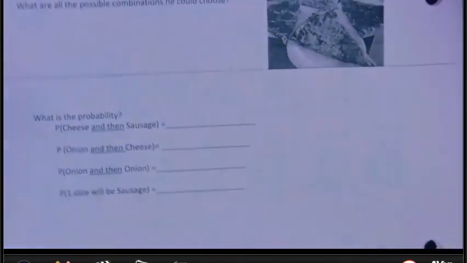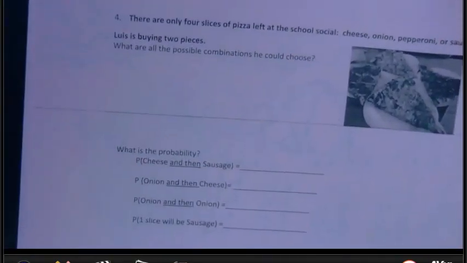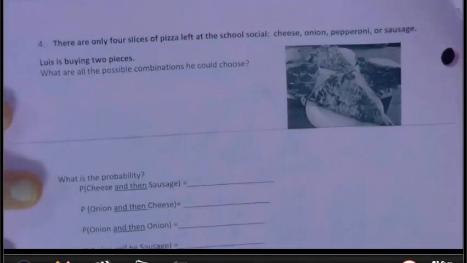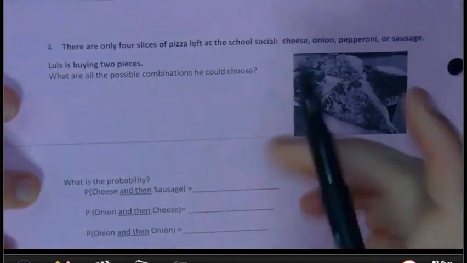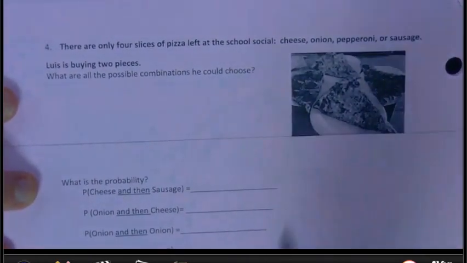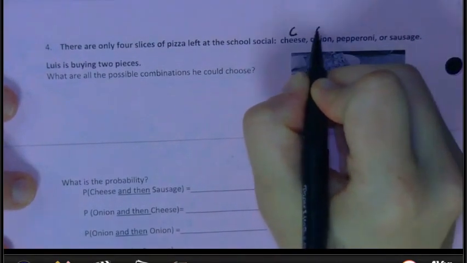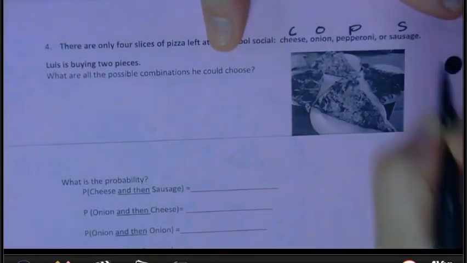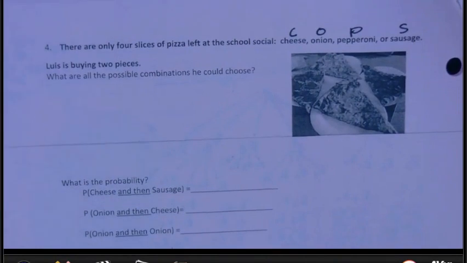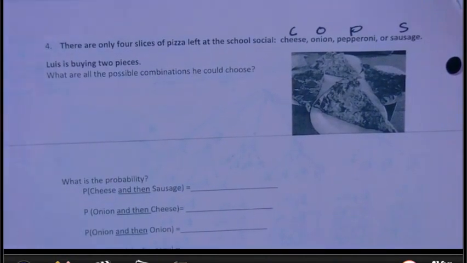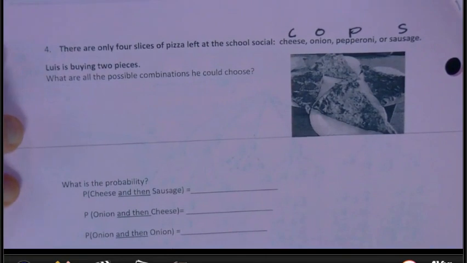All right. Number 4. There are only 4 slices of pizza left at the school. We have cheese, onion, pepperoni, and sausage. Lisa is buying 2 pieces. What are the possible combinations he could get? All right, so what probability do you think this sounds like?